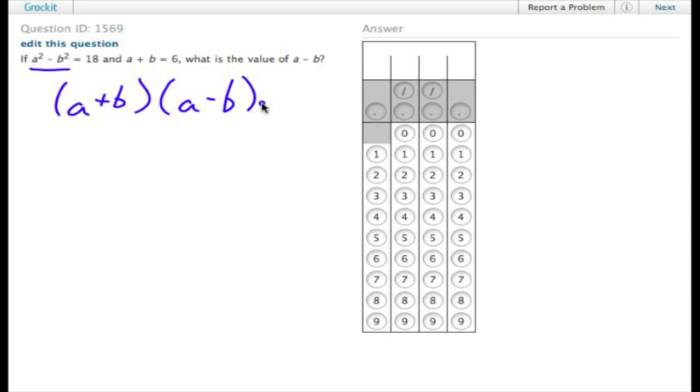Now, not everyone's going to recognize that just off the top of their heads, especially when they're under pressure taking the test. So we're going to show you the other way to solve that. But if you do notice that, then this is the quicker way to do it.